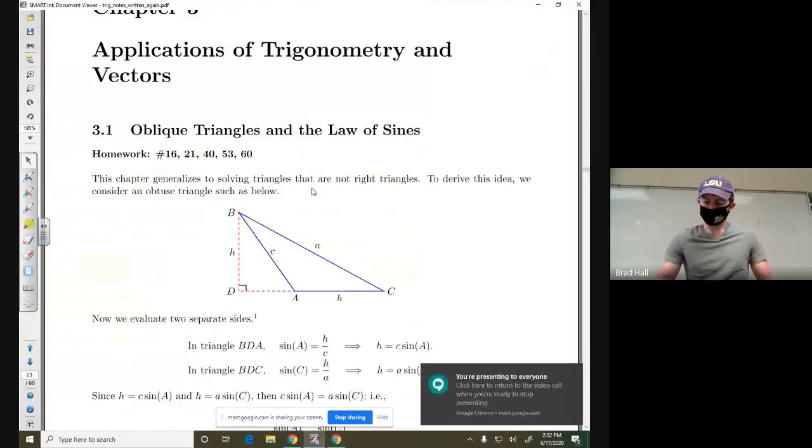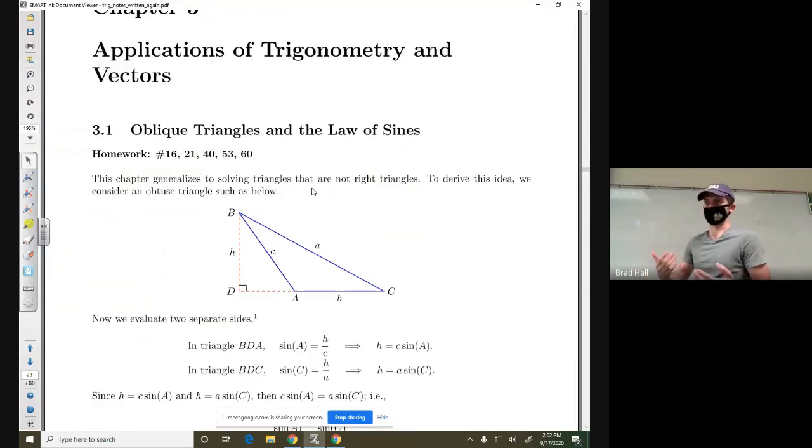So we've been dealing with right triangles. Right triangles allowed us to view very specific properties involving trig functions. We get this triangle, we figure out opposite, adjacent, and hypotenuse. But what if we don't have a right triangle? What if we have an oblique triangle, an acute or an obtuse triangle, and we want to figure out information about the sides or the angles?